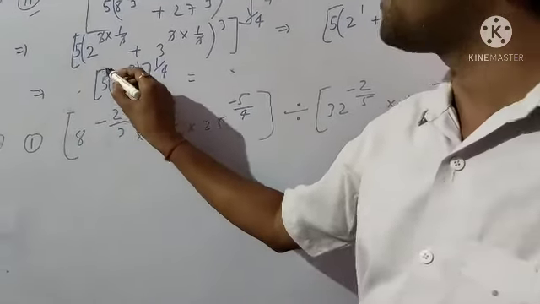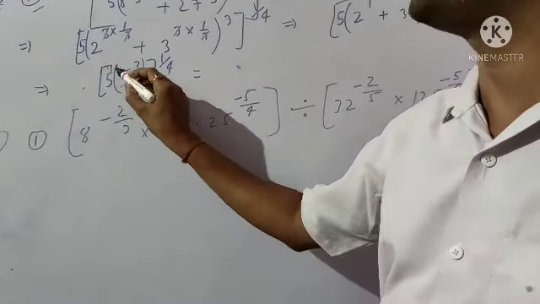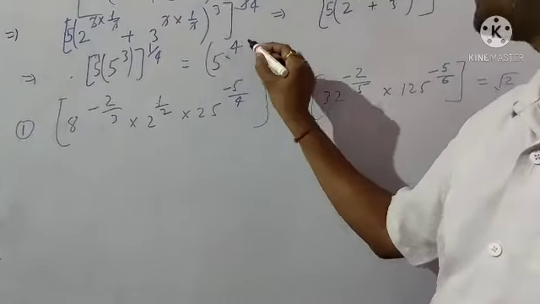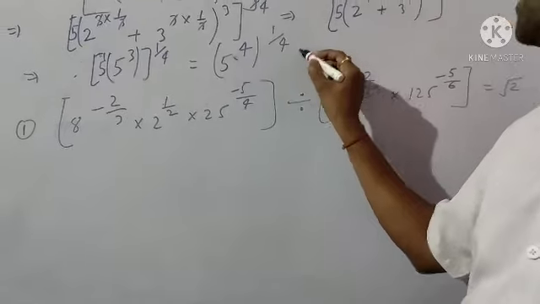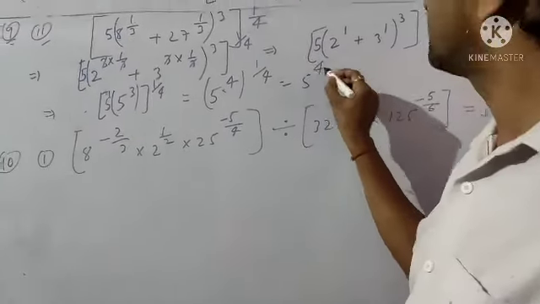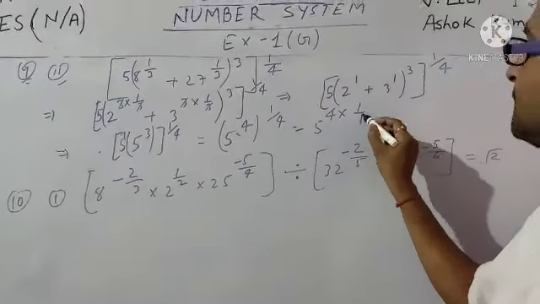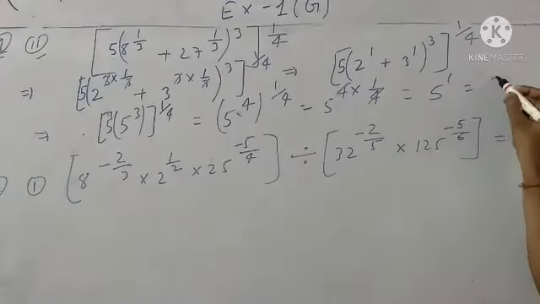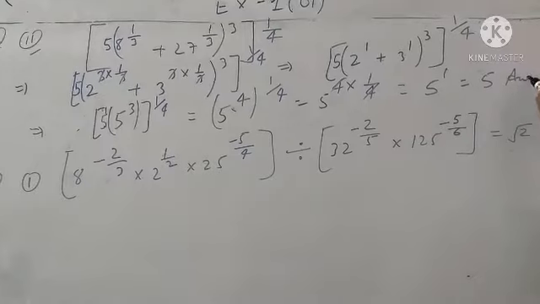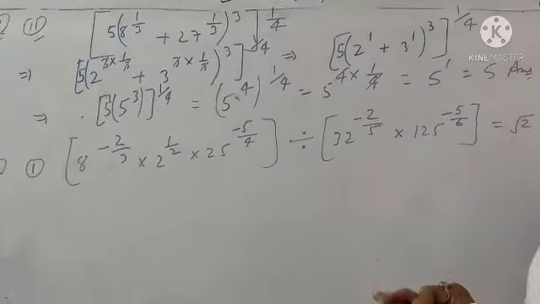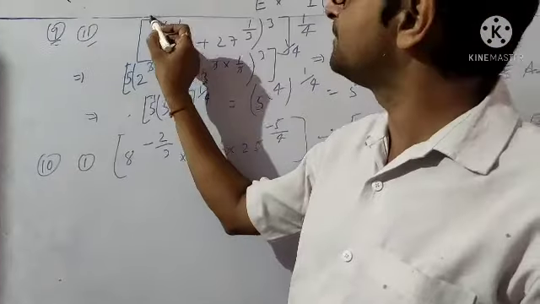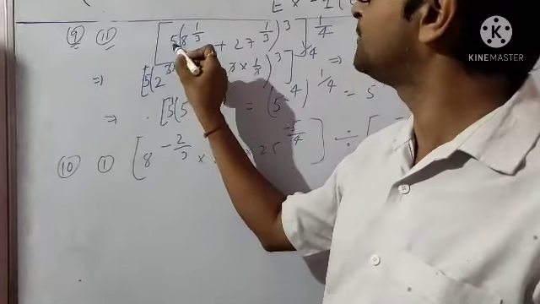Here student 5 का power 1, we know that if the base is equal then the powers are added. So we can write 5 का power 4 and whole power is 1 by 4. That means 5 to the power 4 into 1 by 4. 4 is cancelled. So 5 का power 1 and your answer is 5. Okay student, this is your answer. 5 is the close bracket, means the bigger bracket. Under the bigger bracket we can put the value of 5.